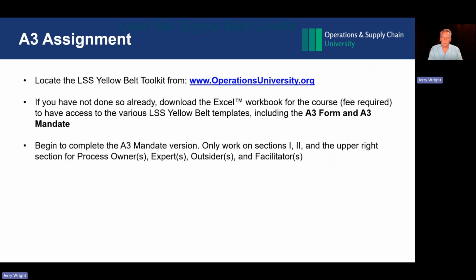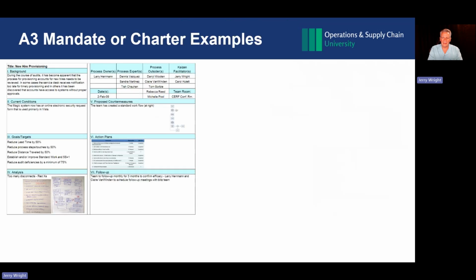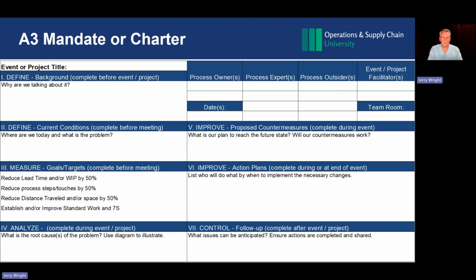Only work on sections 1, 2, and the upper right section for process owner, process experts, process outsiders, and facilitators. Let's go back up and look at that one more time. So I'm going to go back to that form. So we're on this one, the A3 mandate or charter. Look at what's the title. Then we're looking at really define section 1, section 2, and then who are the people? So define, why are we talking about it? Current conditions, where are we today and what is the problem?